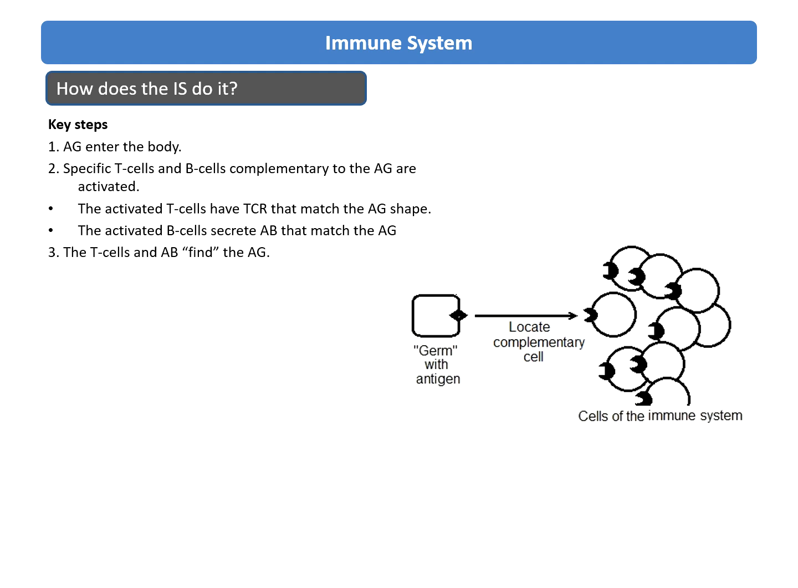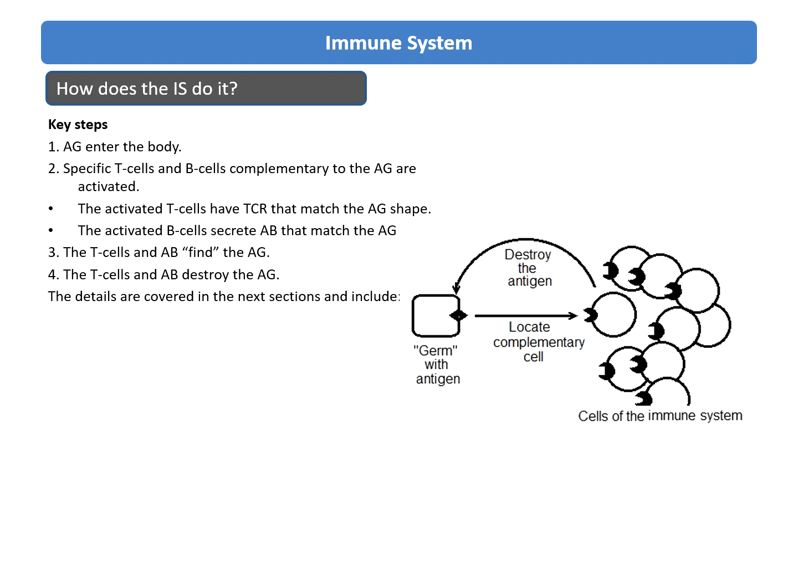Step 3, the T cells and the antibodies find the antigen, and the T cells and antibodies help to destroy the antigen. The details are covered in the next sections and include how specific T cells and antibodies are produced, and how the antigens are neutralized or destroyed.